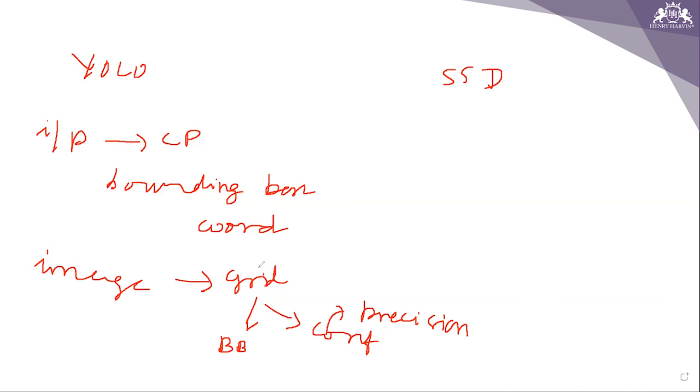So totally, the grid we have taken is S cross S. So S cross S cross N boxes are forecasted. So most of the boxes have lower confidence scores. And if we set a threshold, say 30% confidence, then we can get rid of most of them.